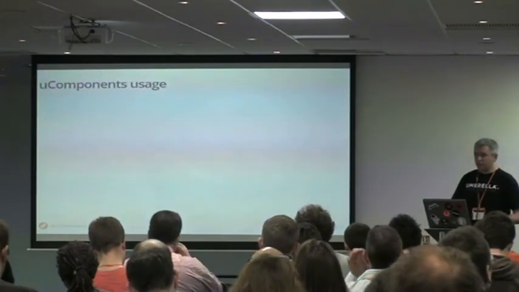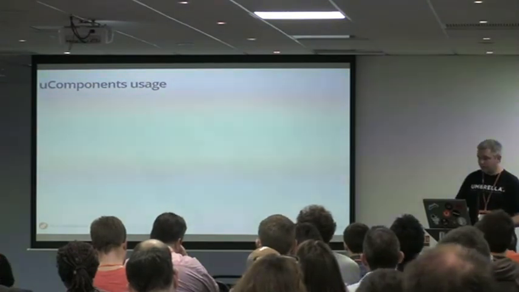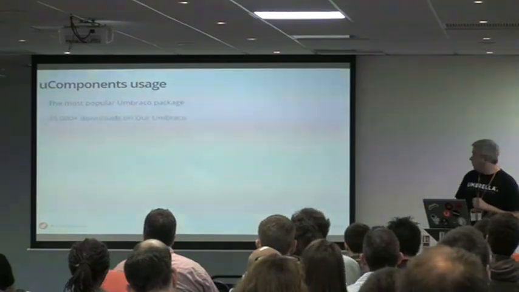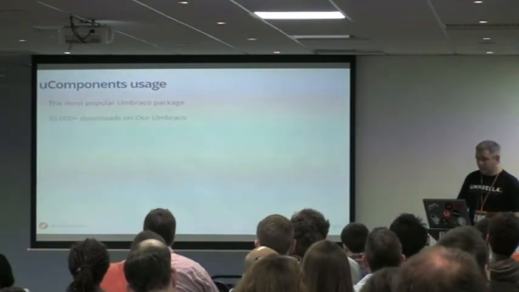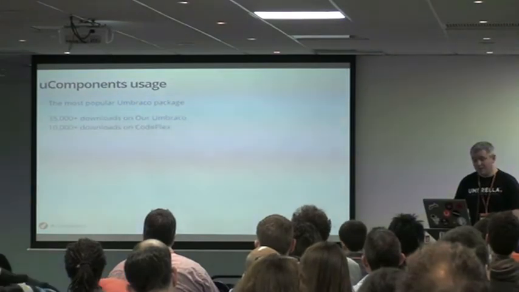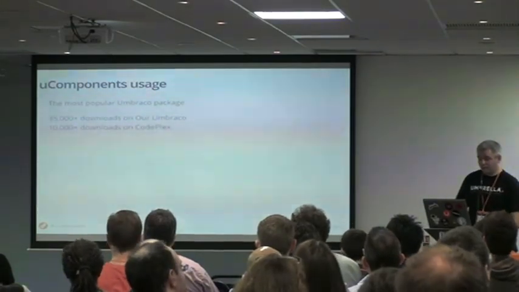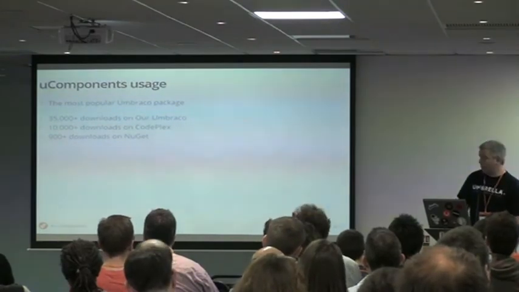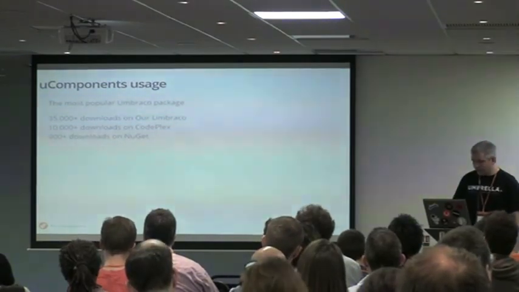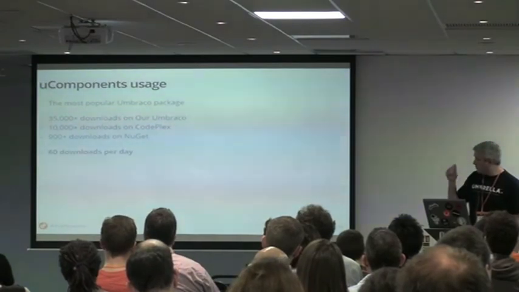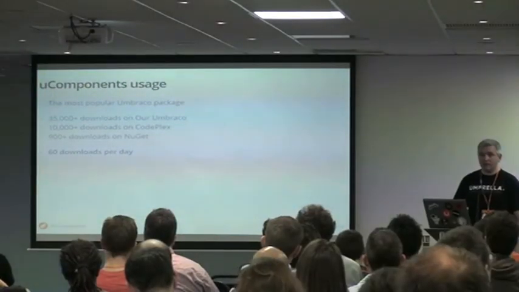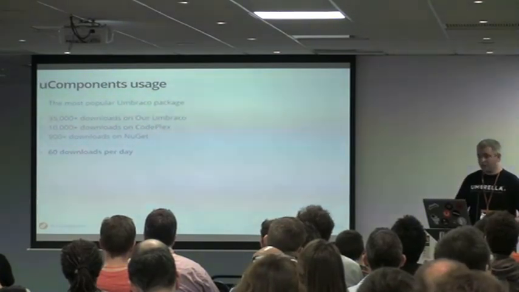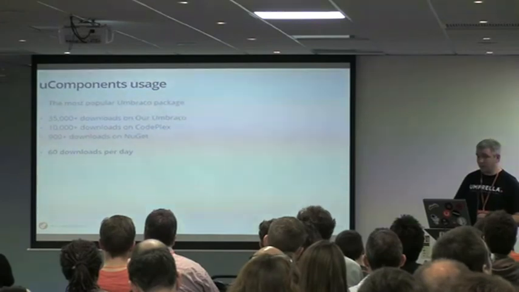Okay, so since uComponents was released, it has become the most popular package for Umbraco. There is about 35,000 downloads on our Umbraco. We've got about 10,000 downloads from Codeplex, and we've been doing NuGet for probably about the last 6 months or so, and we've got about 900 odd, which, when you add it all together, there's about 60 downloads of uComponents every day. And I'm guessing a lot of people still reuse the same thing. So it is very widespread for Umbraco, and a lot of people are using it.